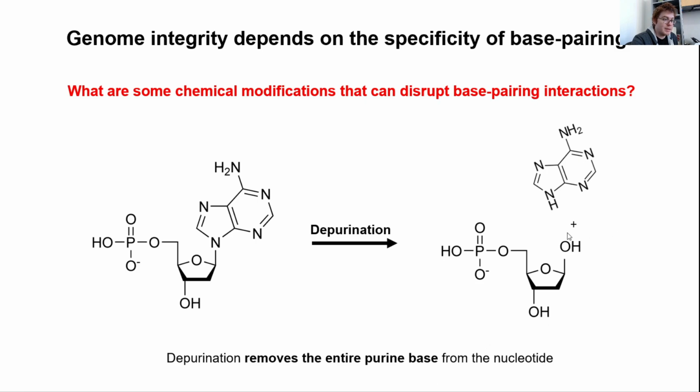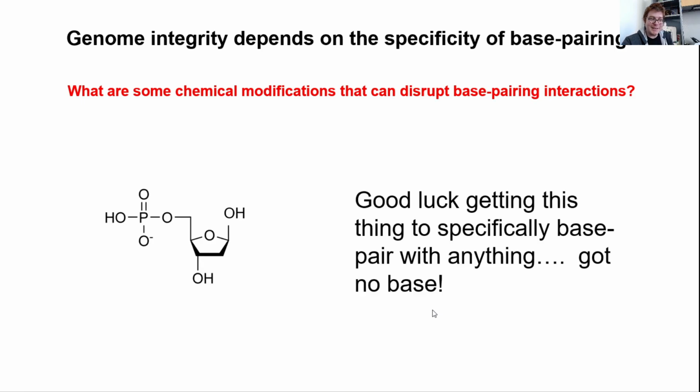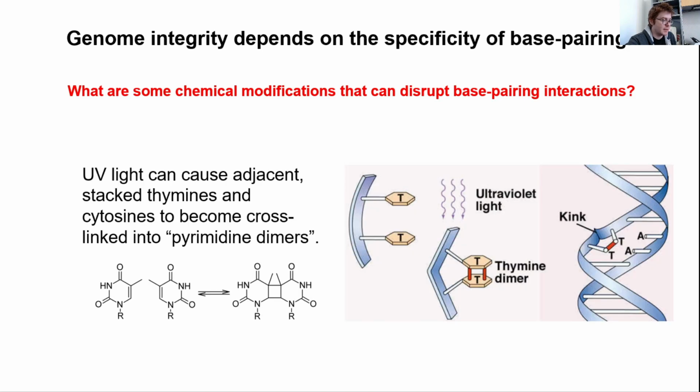And we are left with basically a sugar phosphate here that has no nucleobase on it. And good luck getting this thing to base pair with anything because it doesn't have any base at all. So it's basically just kind of like a naked empty space. And that's going to again create problems for the replication process.